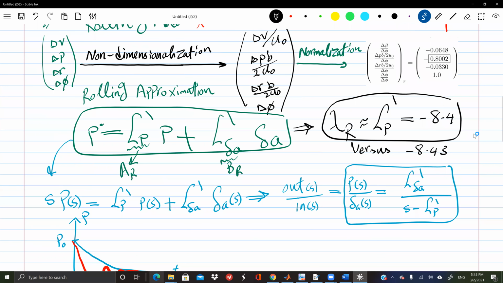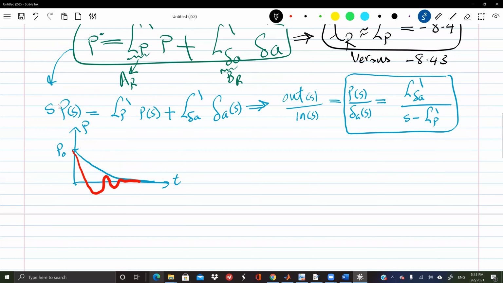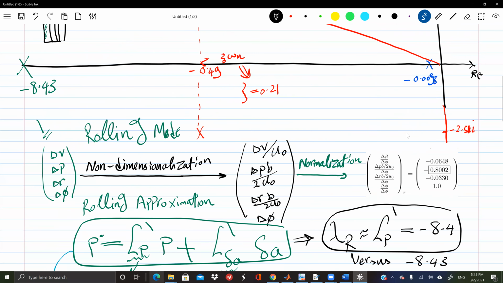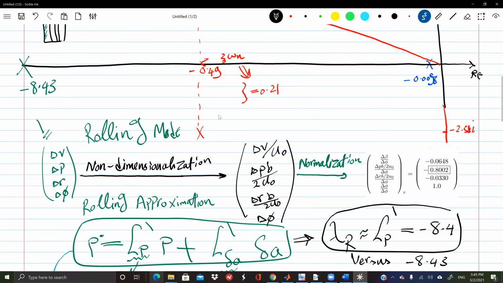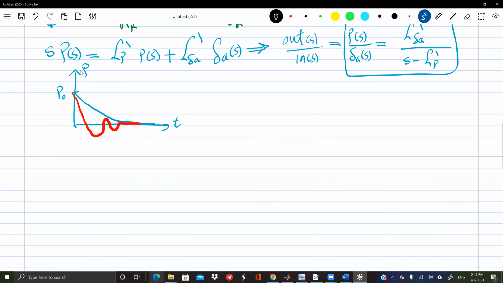I had a question about the blue part at the bottom. We add the variable s. What does it stand for, or is it just arbitrary? S is the Laplace variable. For this eigenvalue, S is negative 8.43. Here, S is negative 0.0898. So S is the Laplace variable. I guess you have taken Laplace before, right?